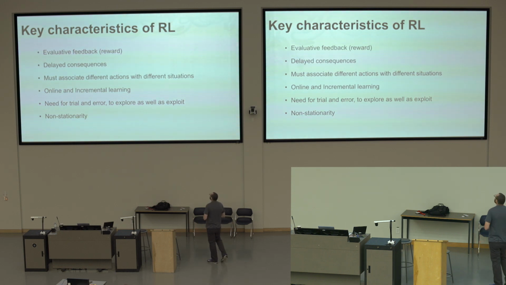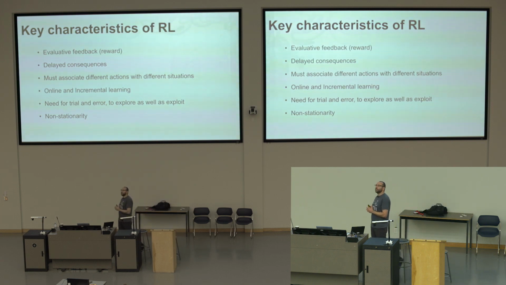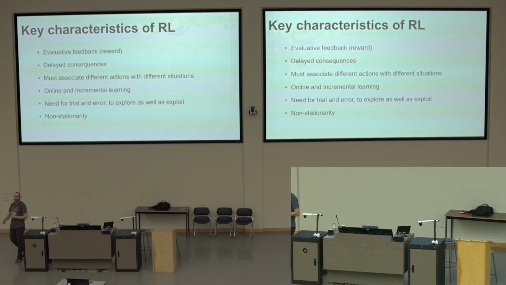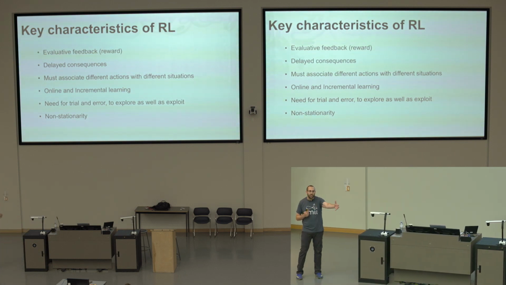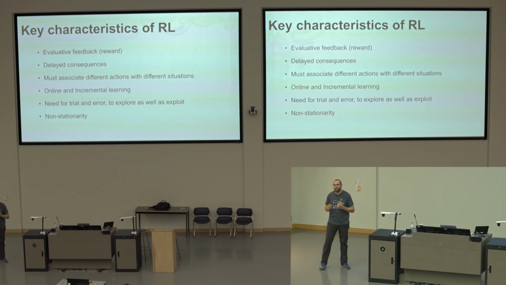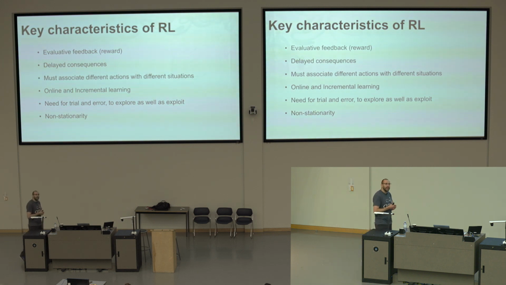So, evaluative feedback, reward, right? Like I said, we're not telling the agent the answers. They get reward. They have to learn from that and figure it out on their own. Delayed consequence is also another really big one. It's not just you do something and you get the immediate feedback. You might do something, and then much later on you figure out how good that thing was, and then you have to work backwards and assign credit in the right way to figure out which actions caused that outcome, and then learn from that.